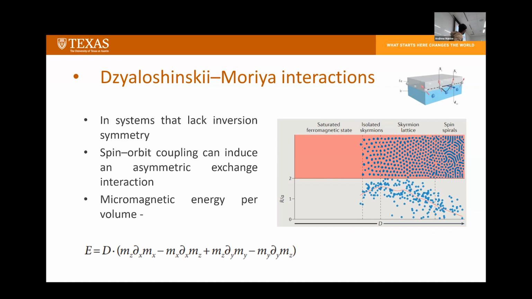The top figure on the right is one of an ultra-thin film on a heavy metal. And the other figure below it is of the different phases you see as you increase the D. For a low D, we have a saturated ferromagnetic state. And when you increase the D, it's isolated skyrmions, and then a skyrmion lattice, and then spin spirals.